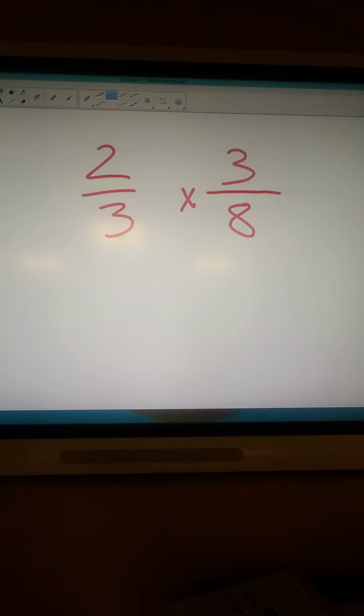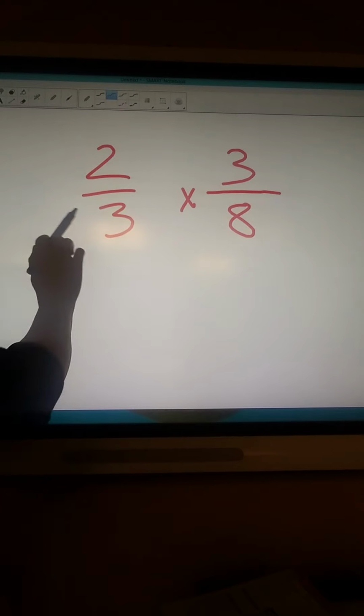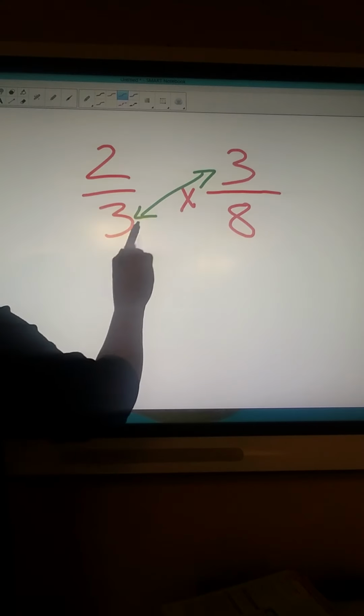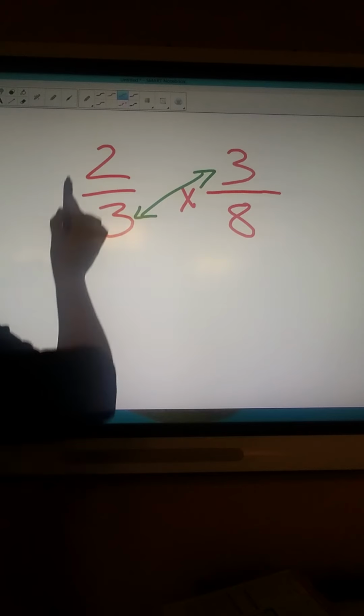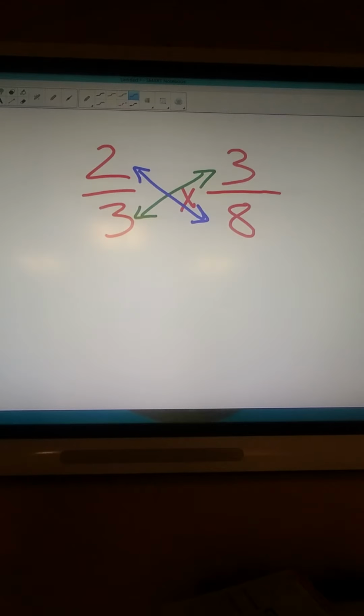And so to do that, you need to cross cancel, which means you go across kind of like a bingo card, right? If you had a diagonal bingo and you started at the bottom of the B's and you went to the top of the O's, right? So we could cross cancel. So if I look at these two numbers, because they're across from each other, and I look at these two numbers, right? Let's start with the blue arrow.